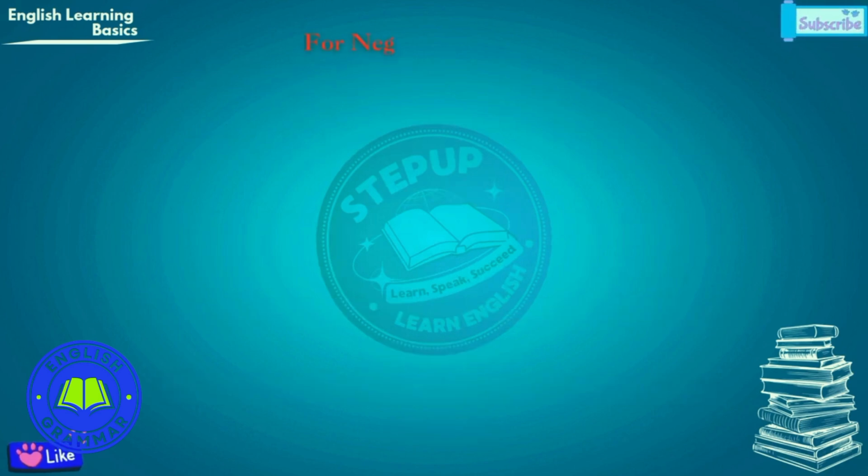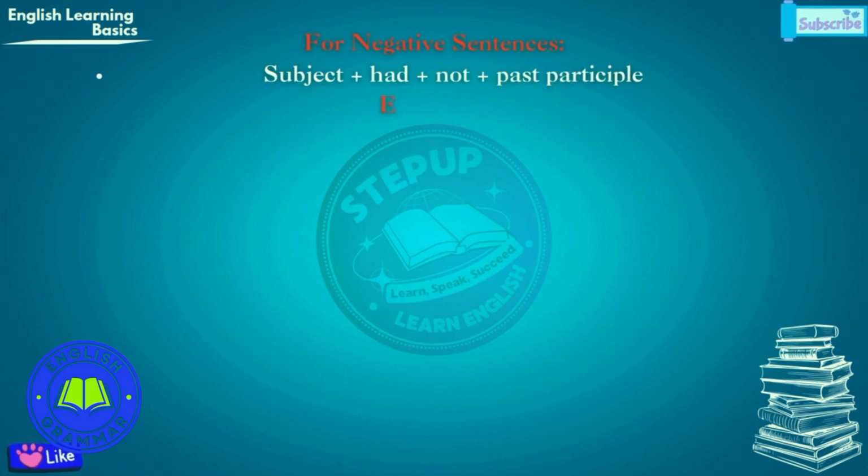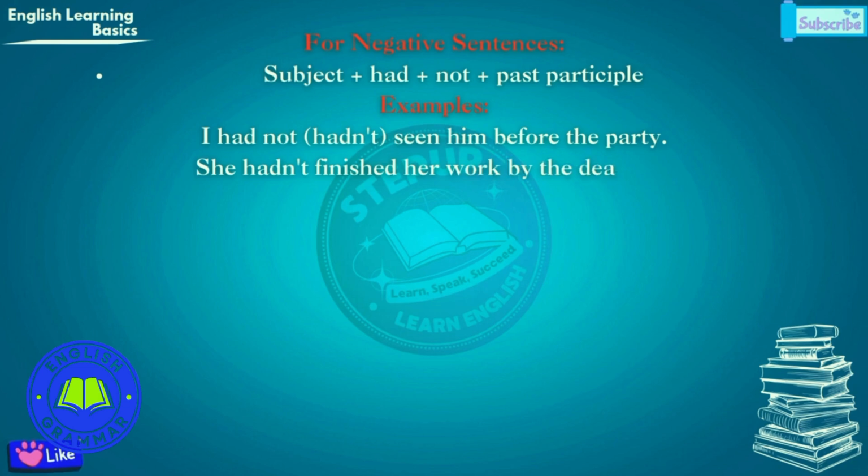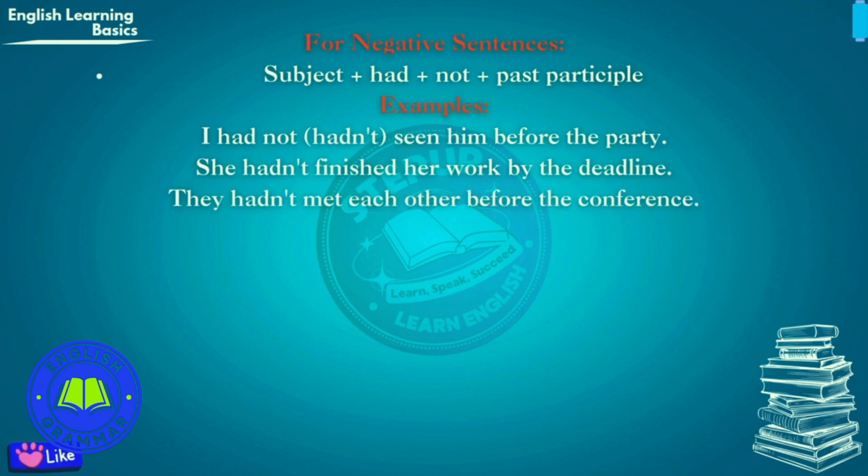For negative sentences: subject plus had plus not plus past participle. Examples: I had not, hadn't, seen him before the party. She hadn't finished her work by the deadline. They hadn't met each other before the conference. He hadn't studied for the test, so he failed.